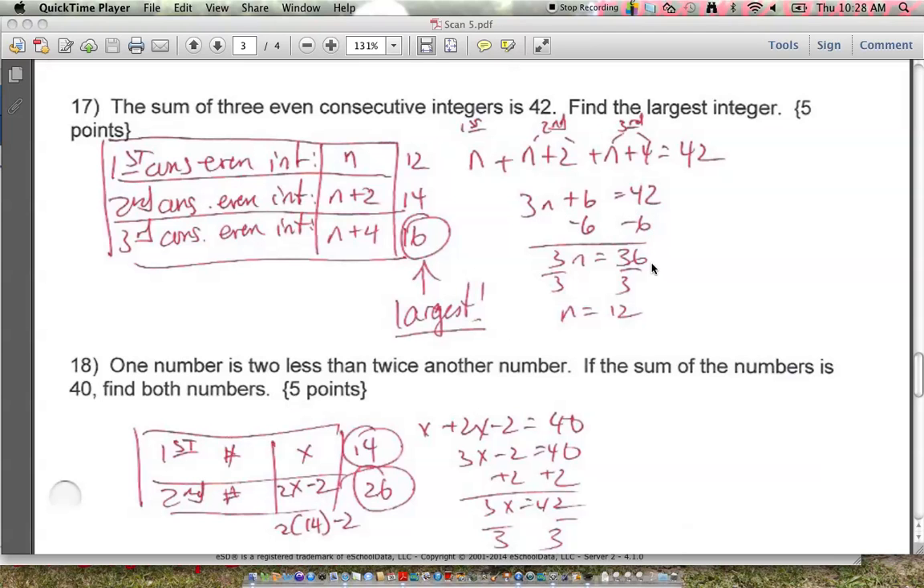Subtract 6 from both sides. 3n is 36. Divide by 3, and I get n is equal to 12. So that adds up to 4 points so far to solve that properly. The last thing you need to do, though, is state that the largest is 16. So it's 12, 14, 16. That's worth a point. Okay?